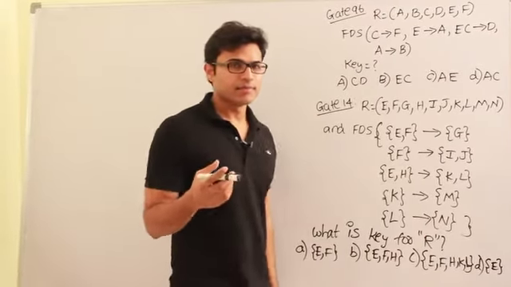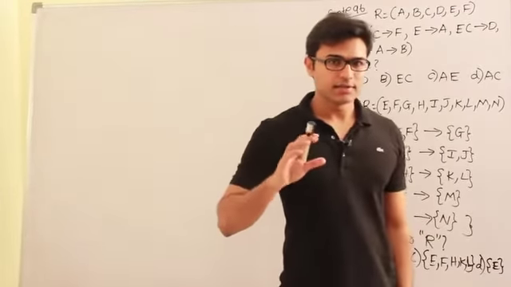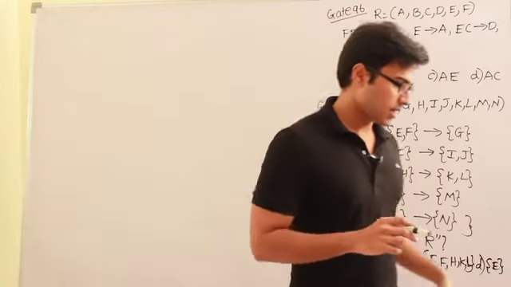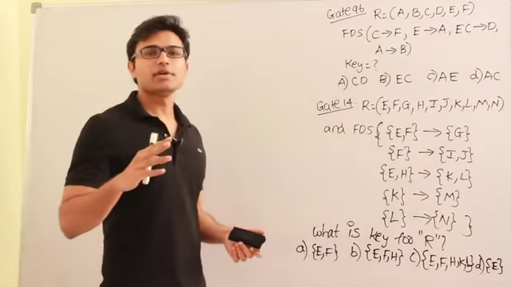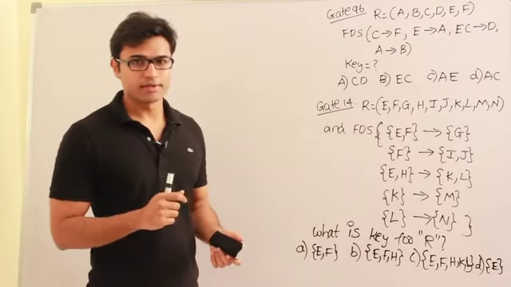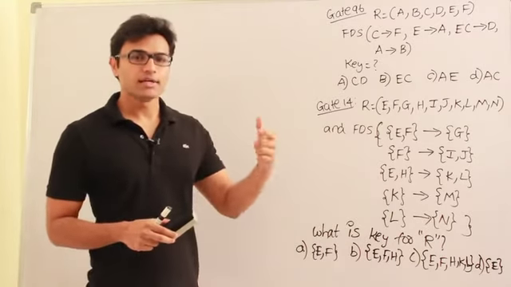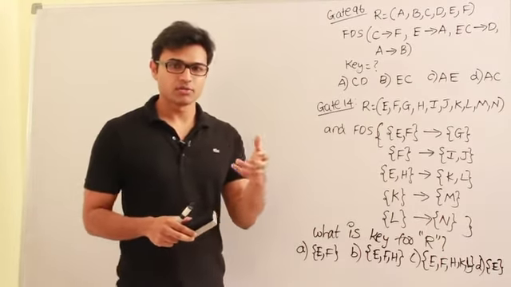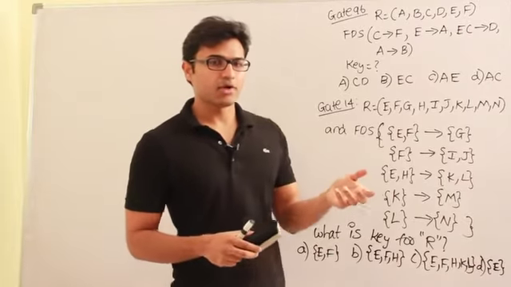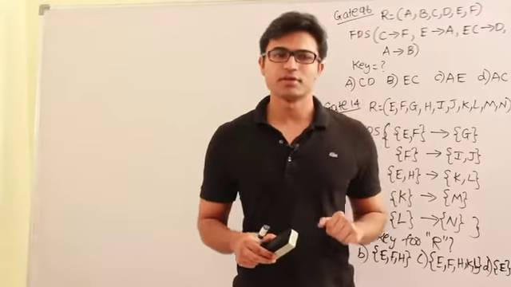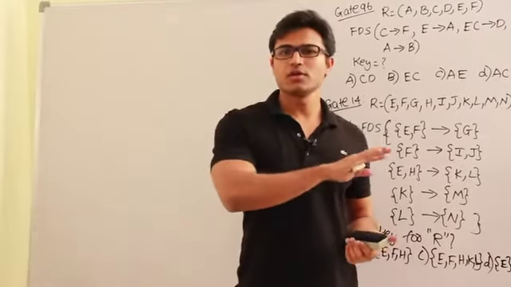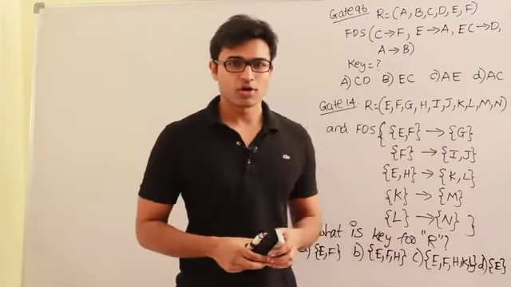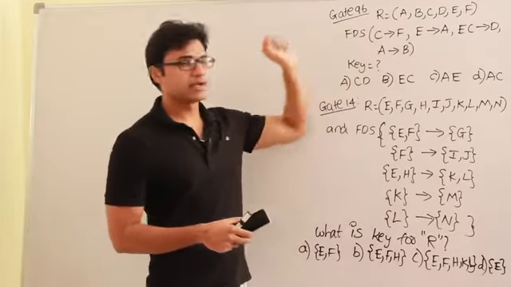So what is a key? A key is anything using which you should be able to determine all the other attributes uniquely, isn't it? Which means if you take whatever you think is the key, and apply closure properties, which means you take the closure of the key attributes, then whatever attributes you get, they should all be covered, right? All of the table.